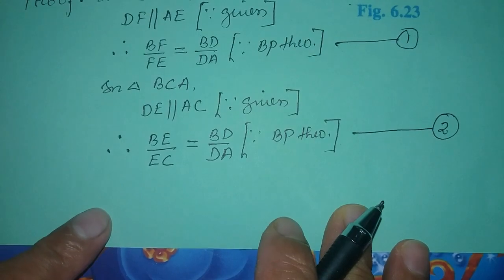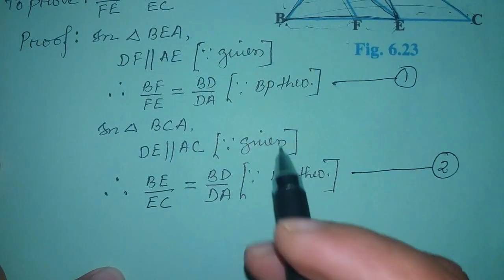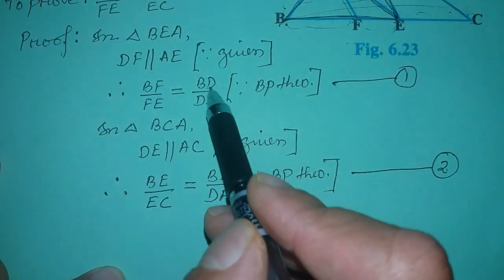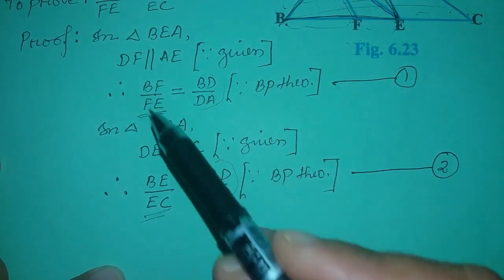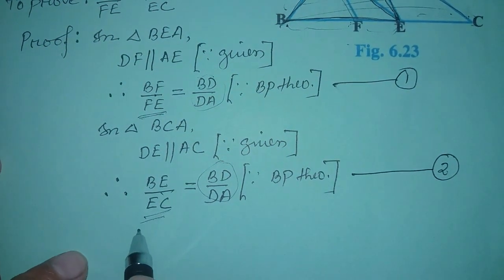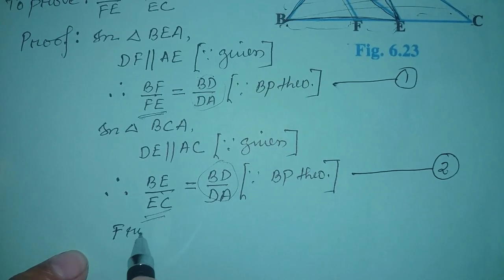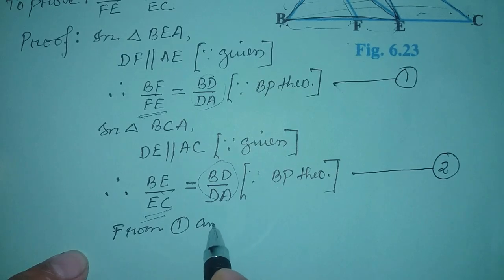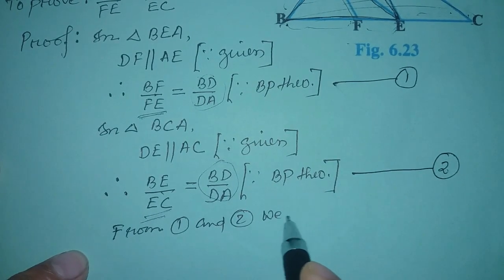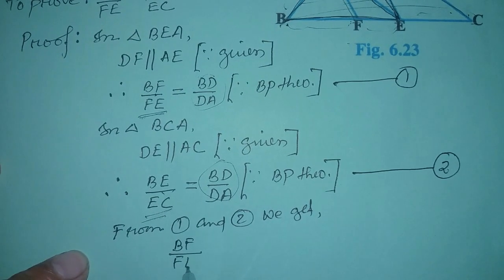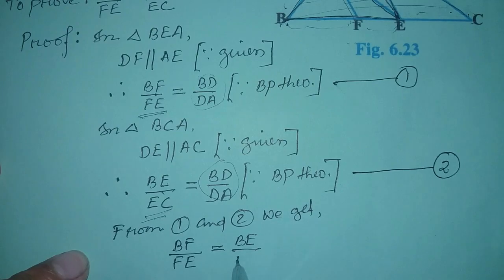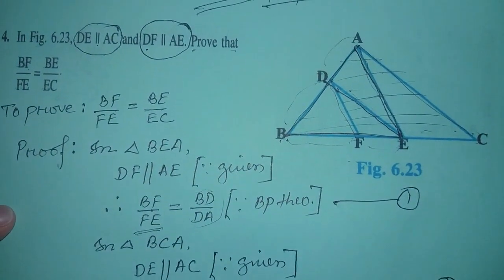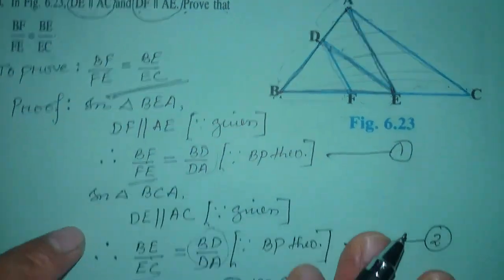Again from 1 and 2, we have BD by DA equal to this, and again the same BD by DA equal to this. So we will get this one is equal to this one. So from 1 and 2, we get BF by FE is equal to BE by EC, which is what we are supposed to prove here. Hence proved.